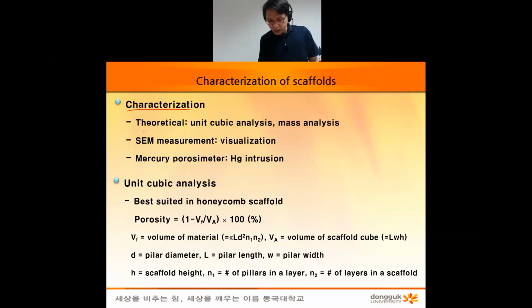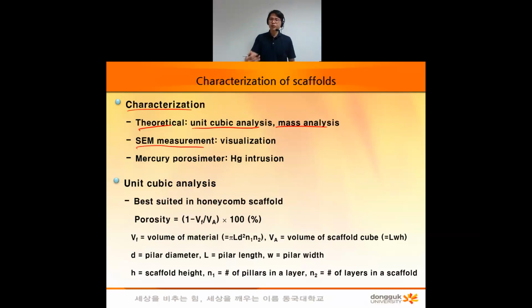Characterization theoretically, calculation methods such as unit cube analysis or mass analysis is possible. Experimentally, SEM measurement is utilized for the visualization of the pore structure. And also we can apply mercury porosimeter. In this method, mercury intrusion is dependent on the pore size and pore connectivity, giving rise to the calculation of pore size and pore distribution.